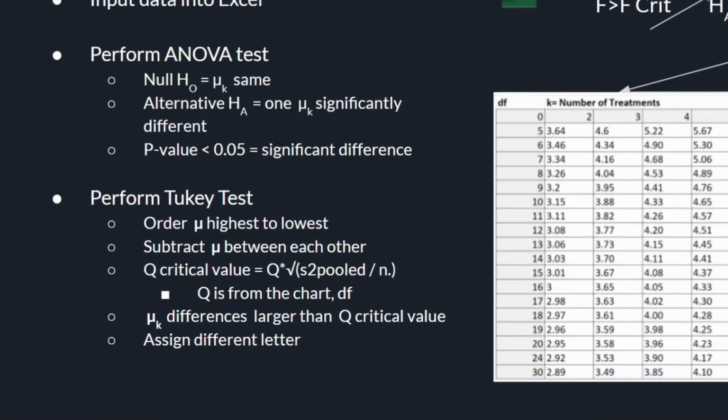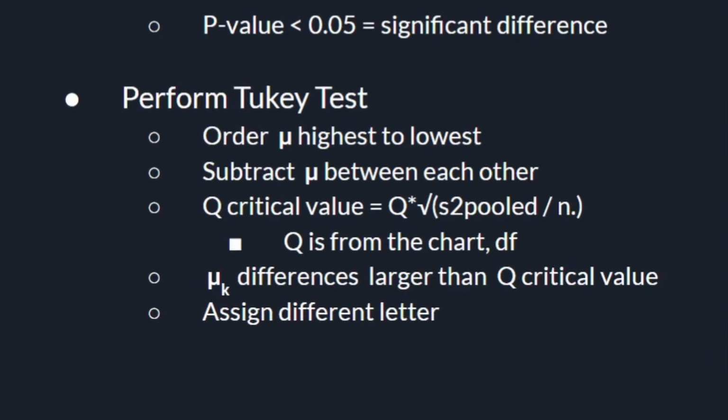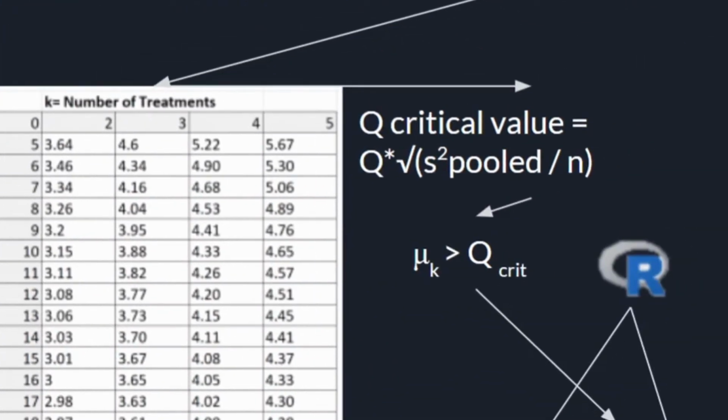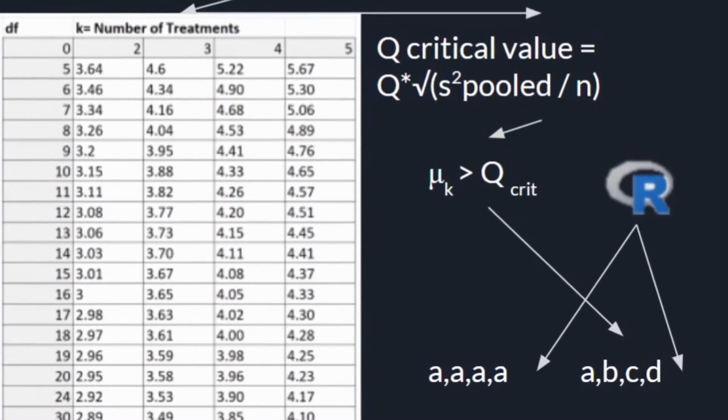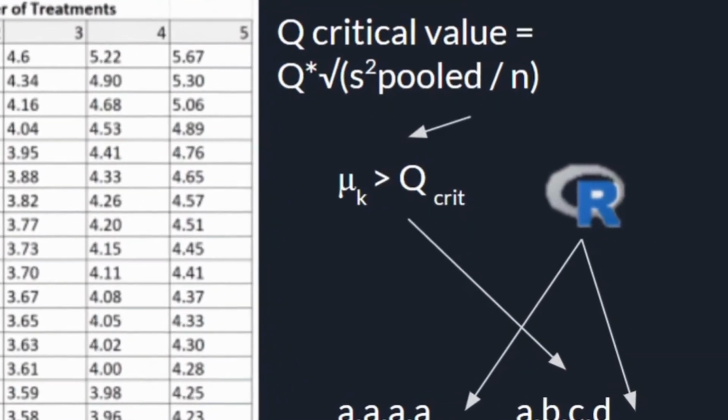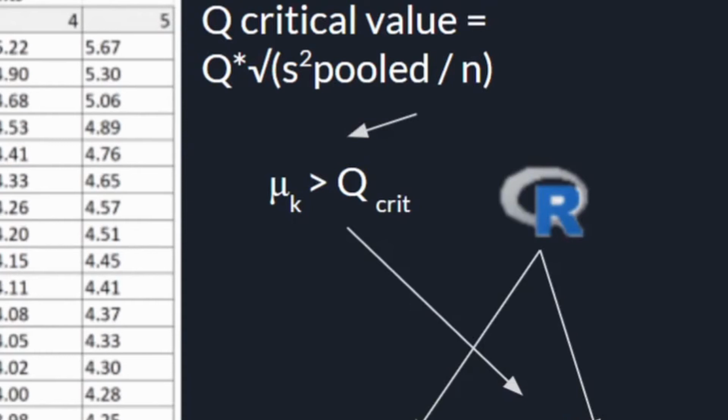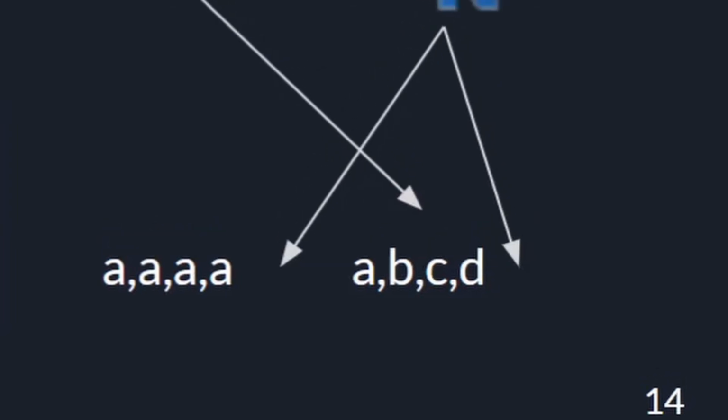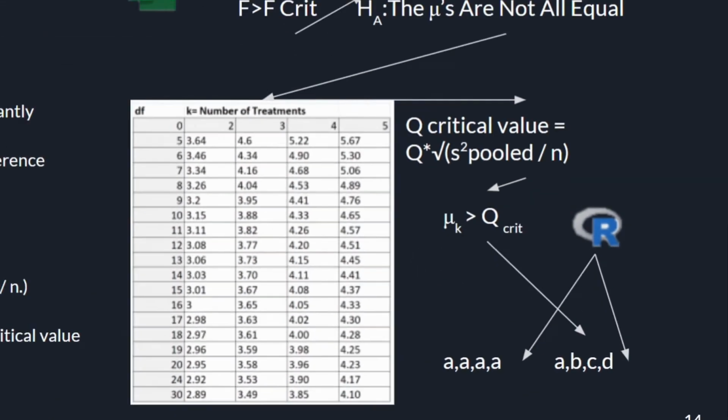a Tukey test. First, you order the means from the highest sum to the least, and then subtract each mean from each other. Next, the Tukey test involves this formula for the Q critical value. You'll need to use this chart for the Q value and then find the standard deviations and total number of samples. If the mean difference is larger than the Q critical value, then the two groups are significantly different from each other. Therefore, give them different letters. Or you can just use free software to do the Tukey test for you.